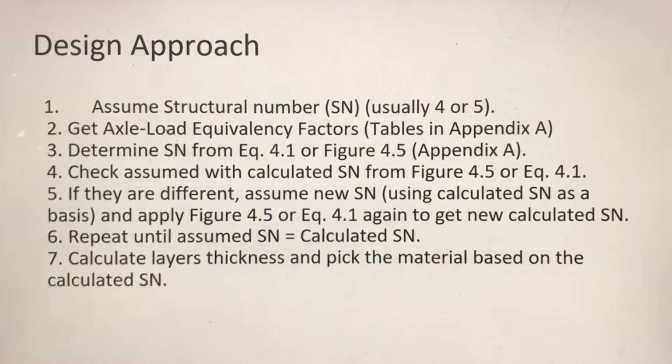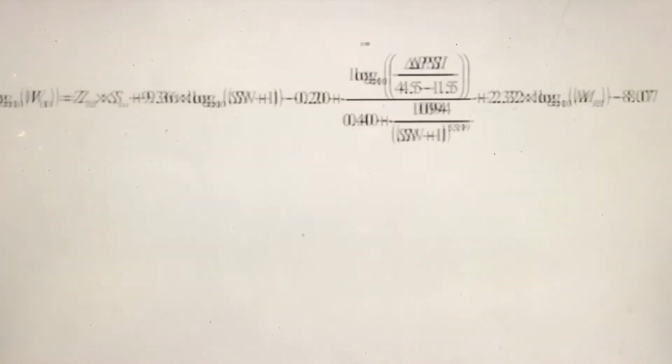Fifth, if they are different, assume a new structural number and apply figure 4.5 or equation 4.1 again until you get the new calculated structural number. Step 6. Repeat all the steps until the assumed SN equals the calculated SN. Step 7. Calculate layer thicknesses and pick the material based on the calculated structural number.